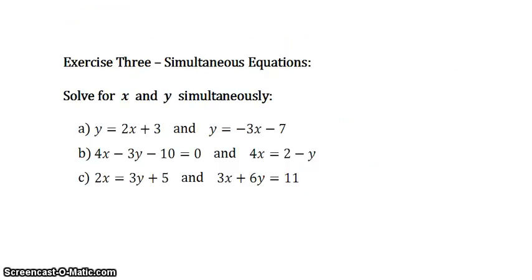Right, now I would pause this video, I would take down each of these examples and try to solve for x and y simultaneously. Do your best to check your answers, and if your answers don't work in the equations, go back and watch one of the questions I did again, and then try and follow the same technique. Good luck!